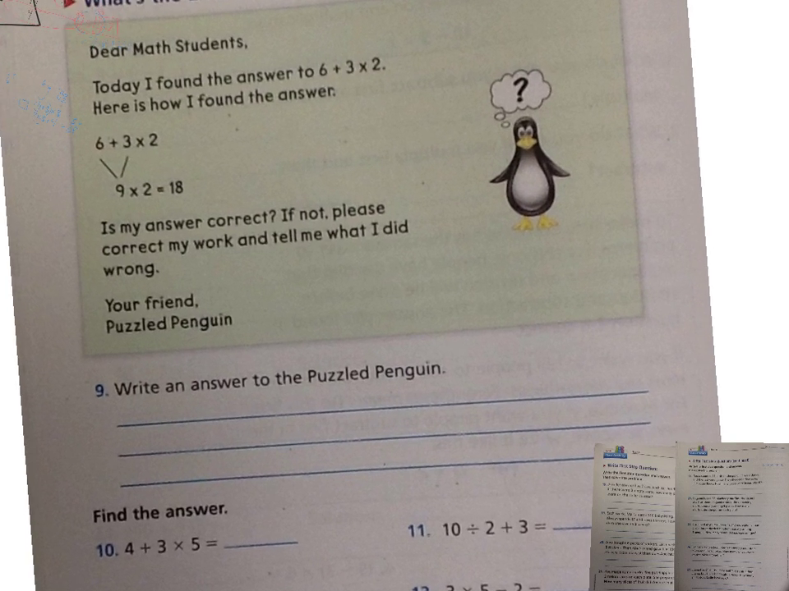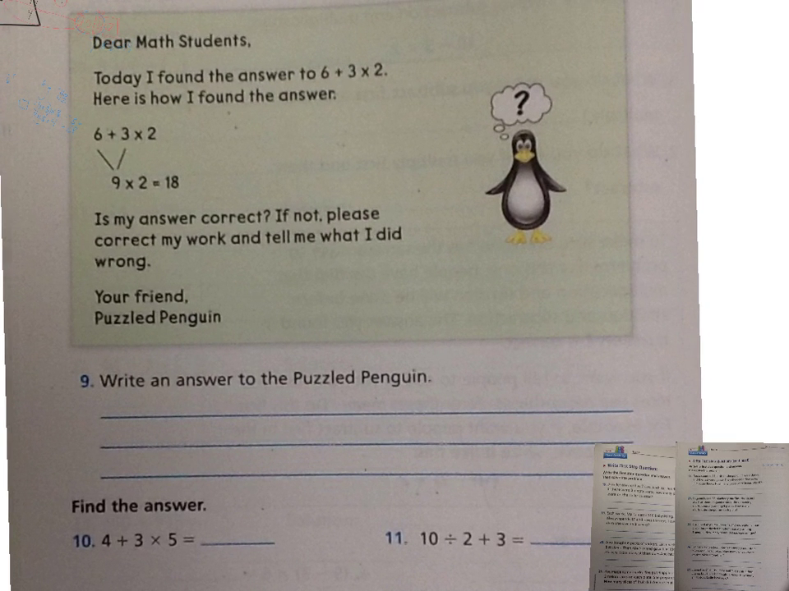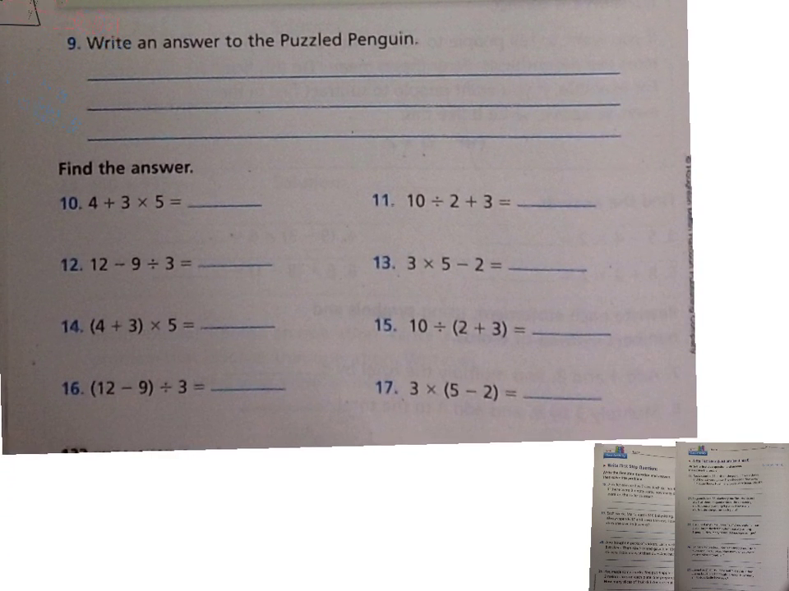Okay. Well, hopefully you said, Puzzle Penguin, what were you thinking? Because you know if there's no parentheses, you always do the multiplication and division first. So this should be 6 plus 3 times 2, which is 6, so it should equal 12. You did it wrong. You went right from the beginning and just said, hey, I'm just going to start adding right at the beginning. That's wrong, Mr. Puzzle Penguin.